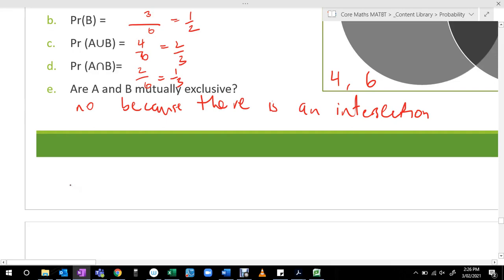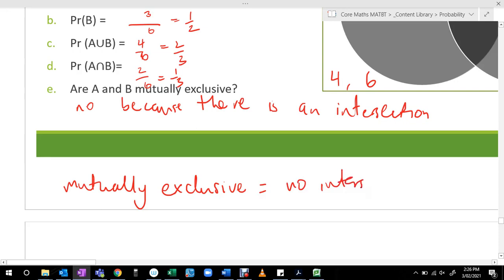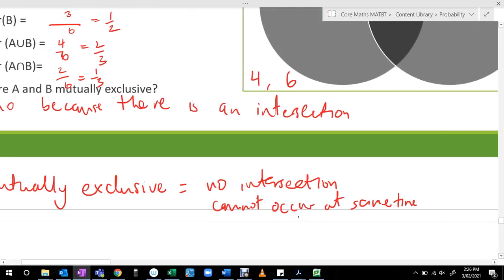Just to recap, mutually exclusive just means no intersection. They cannot happen at the same time, or cannot occur at the same time. And also there's nothing in common, nothing is the same between them. So that means no similarities. Just keep that in mind for mutually exclusive.